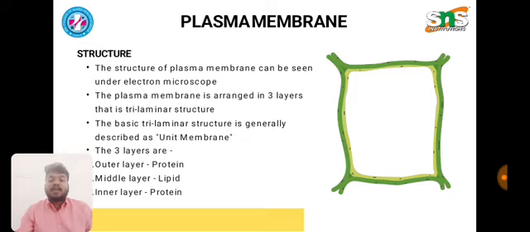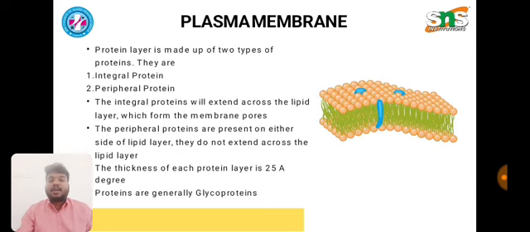The 3 layers are the outer layer, inner layer and middle layer. Outer layer and inner layer are made up of proteins and the middle layer is made up of lipids. The protein layer is made up of 2 types of proteins. They are integral proteins and peripheral proteins. The integral proteins extend across the lipid layer and form the membrane pores, whereas the peripheral proteins are present on either side of the lipid layer. They do not extend across the lipid layer. The thickness of each protein layer is about 25 angstroms.